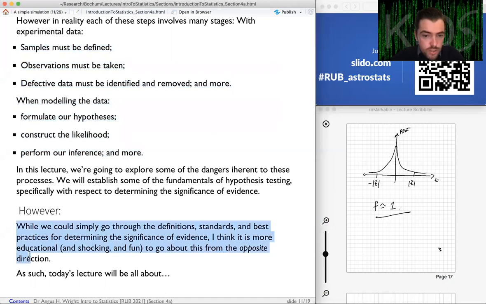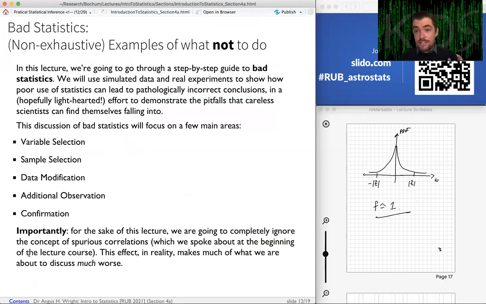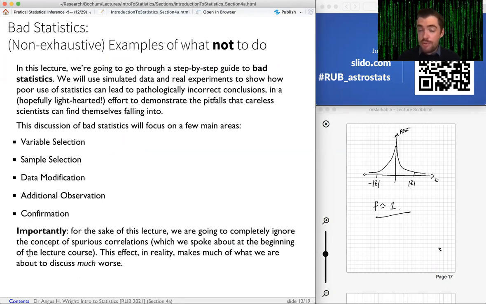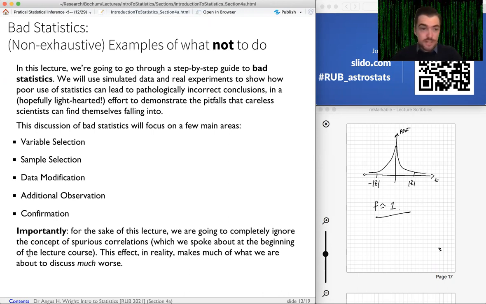So while we could just go through and talk about how to do this well, how to do this right, it's much, much more educational in my mind to do the opposite. It's much, much more interesting and much, much more fun for us to go through and talk about bad statistics, how you can do this in a bad way in order to hack your way to significant results and why that happens, how it happens, and that way you can know what to avoid. Please do not take this as a how-to guide, take this as a how not to guide.